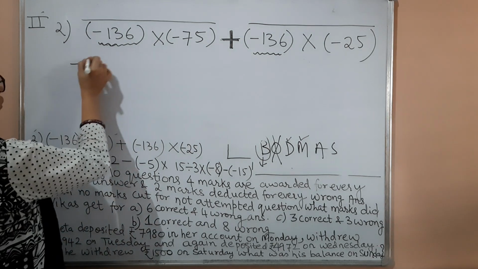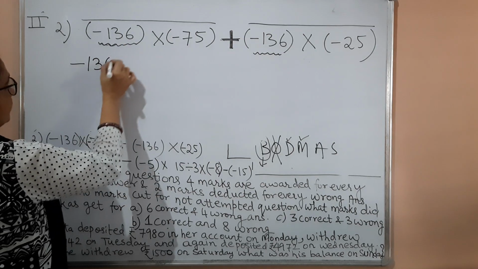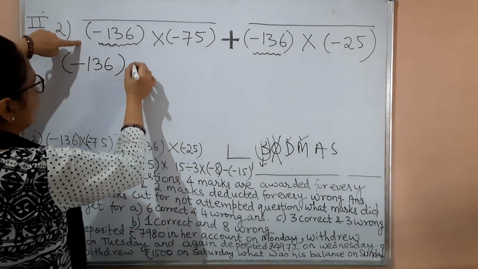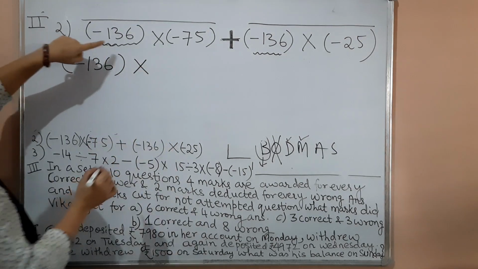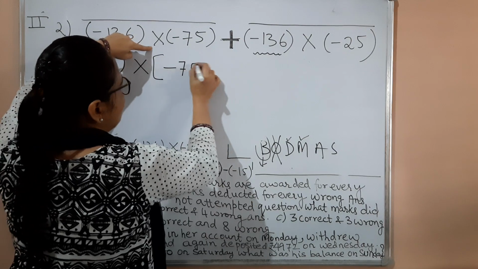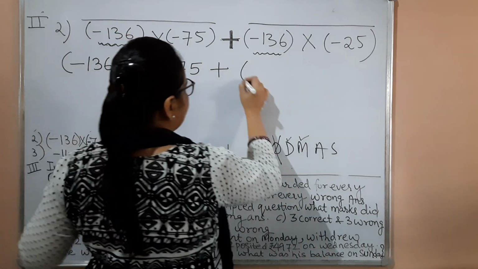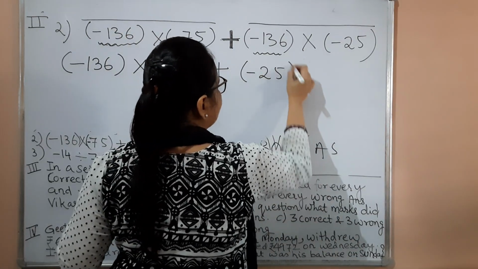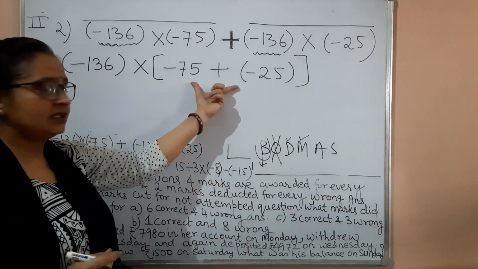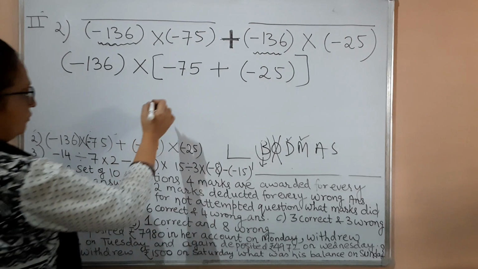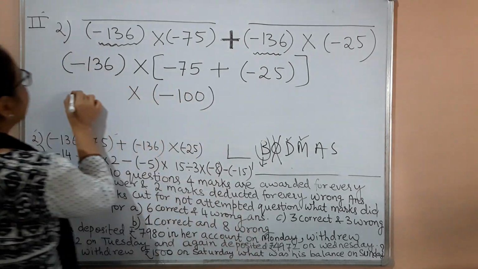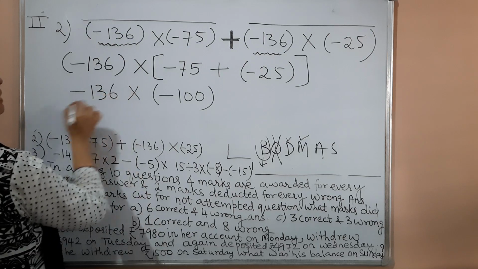So what is common in both of them? 136 is common in both of them. So I'm going to take 136 common. From the first part, I'm going to get minus 75. From the second part, I'm getting minus 25. And then, that means we have to add this. Solve this bracket first. We get minus 100 multiplied by minus 136.